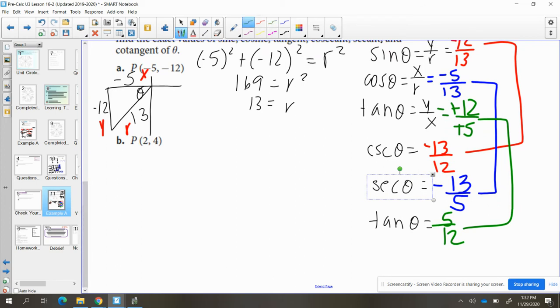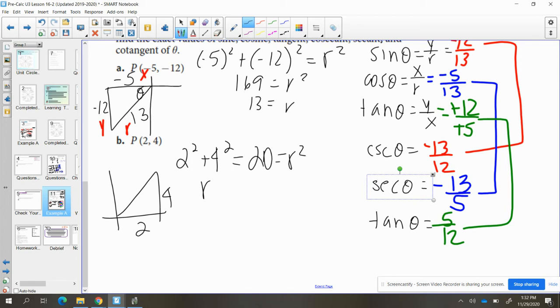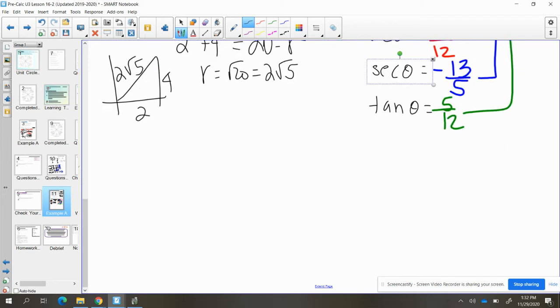All right, so same idea here with 2 comma 4. That's actually a quadrant 1 value, so everything's positive, which is nice. This is not, unfortunately, a Pythagorean triple, though, so we end up with 20 as r squared, which means our r is the square root of 20, which we would simplify to 2 square root 5. Okay, so that's our hypotenuse this time, which means the sine, cosine, and tangent.